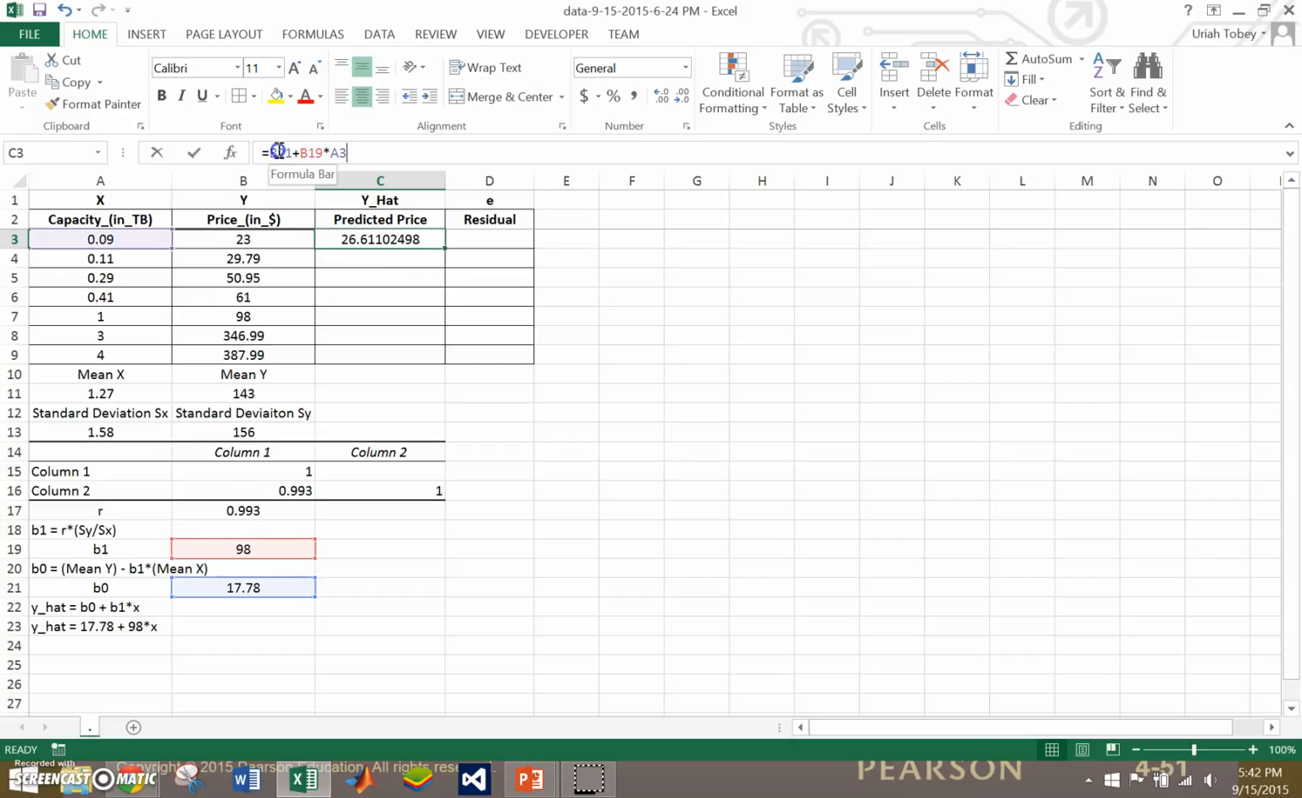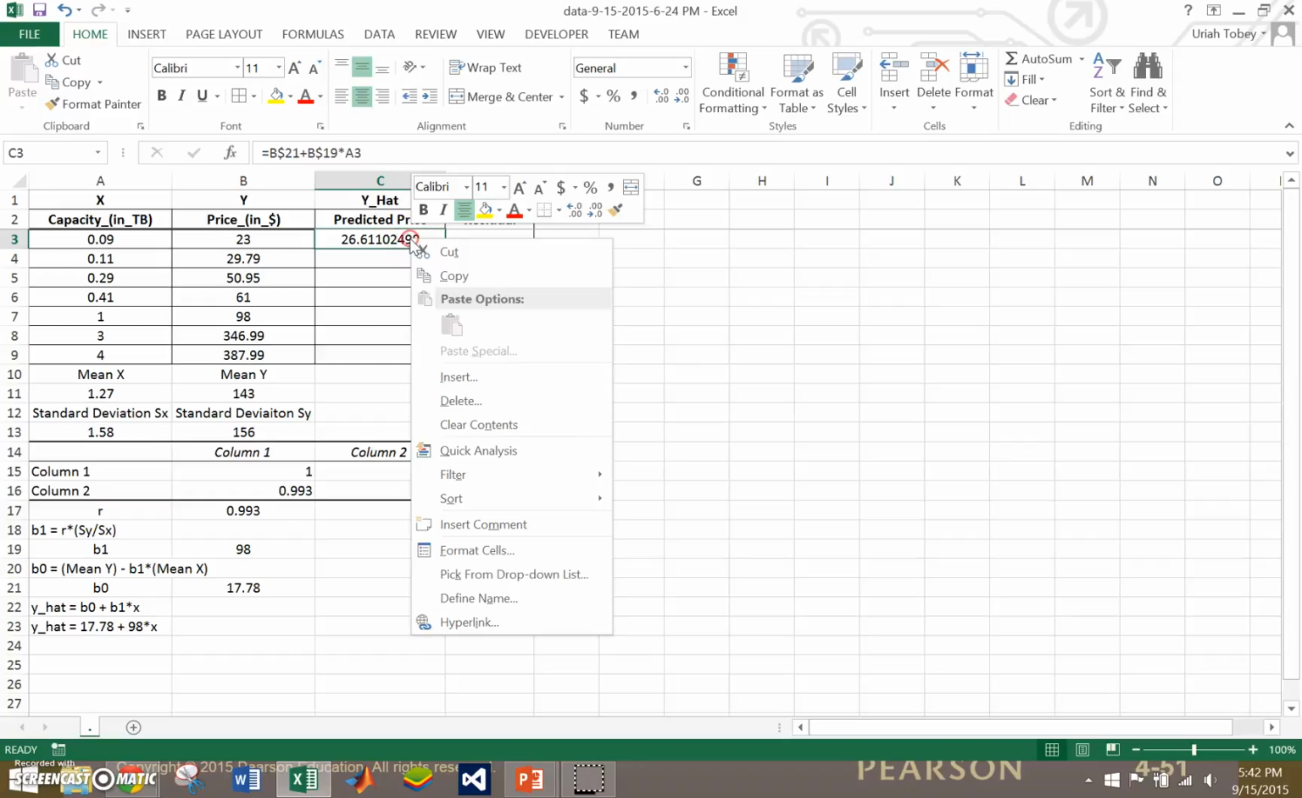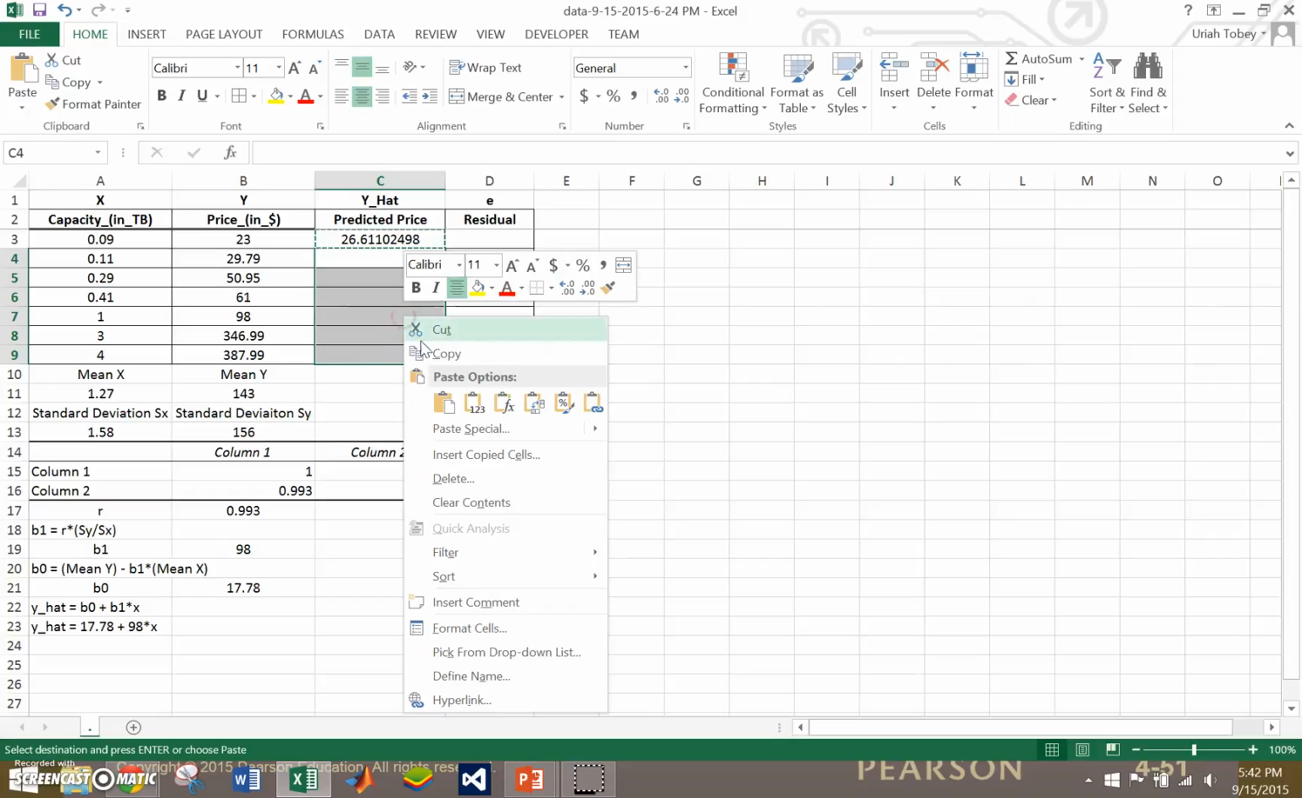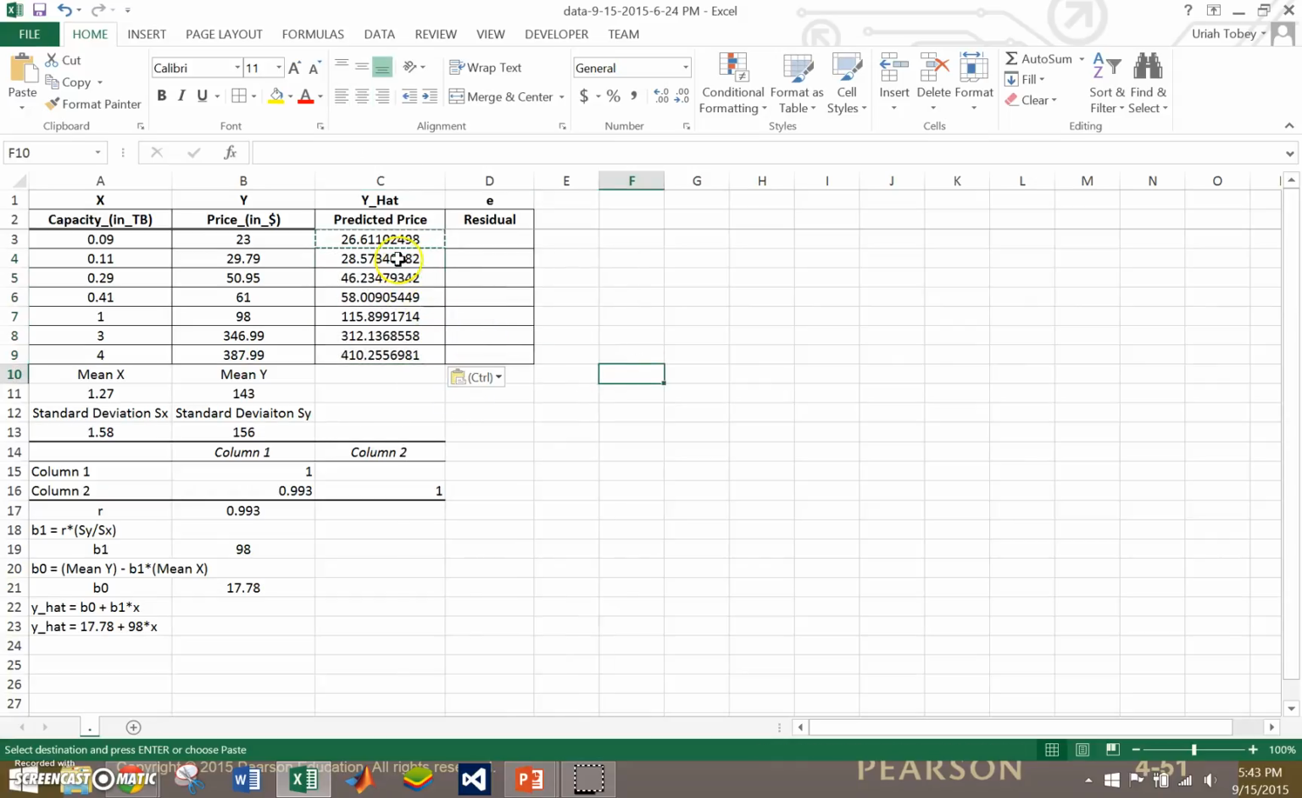Now I'm going to do something here so I can copy this equation. We want 17.78 to stay put, so I'm going to put a dollar sign in between the letter and the number there. And we want B19 to stay put, because we're always going to use these two values in our equation. So I'm going to put a dollar sign in between that. And I'm going to hit enter, and then I'm going to right click and copy this. Then I'm going to select all these, and I'm going to paste. And then it just applied that same equation to each of these capacities over here. And these are now all predicted prices.